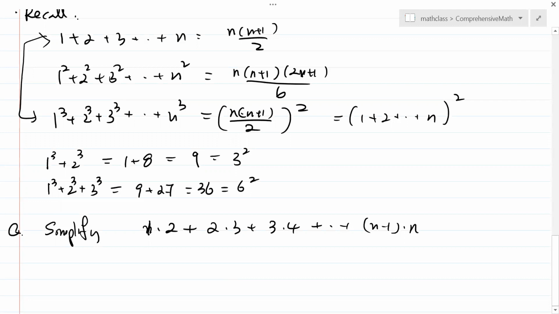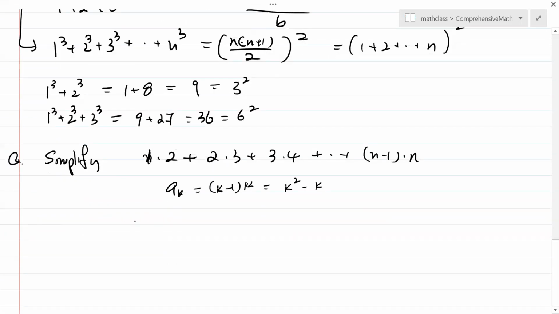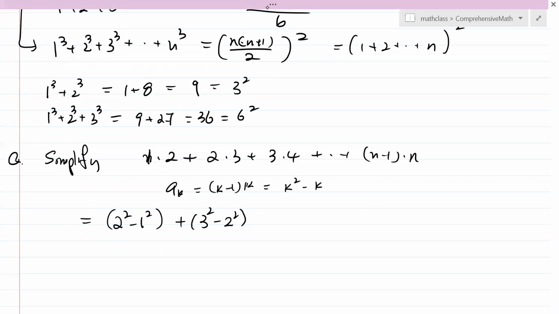Okay. Actually, what we're going to do is, you look at the general term. The general term ak is going to be k minus 1 times k. So actually it's going to be k squared minus k. So every term can be separated. So it's going to be 2 squared minus 1 squared? That's the first term. Plus 3 squared minus 2 squared? Not squared, 2 minus. I'm confused there.